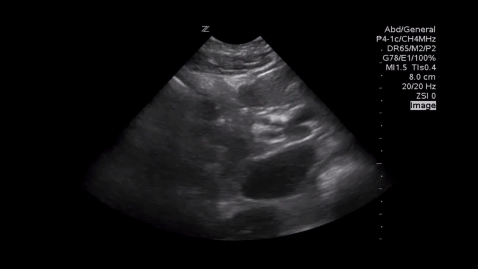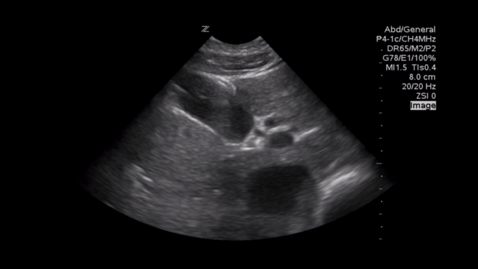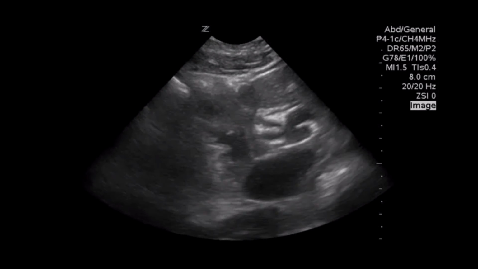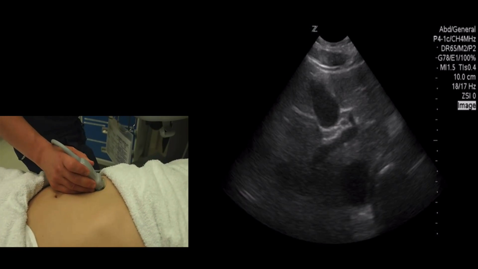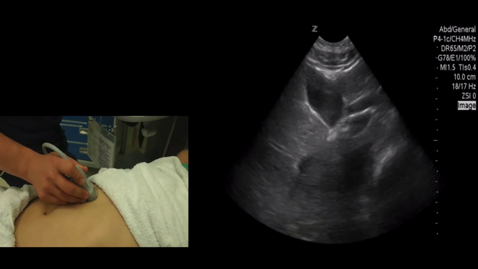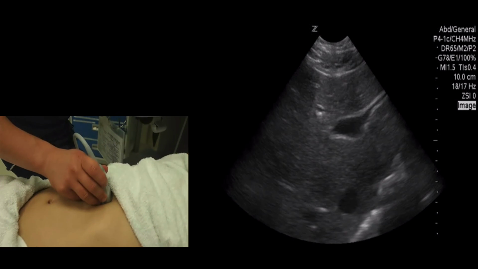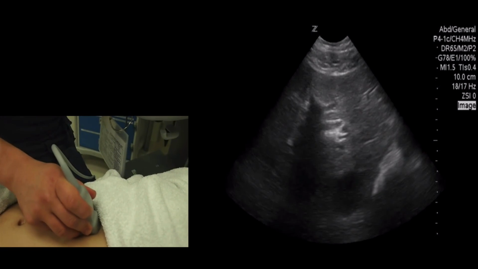If you think you've identified the portal vein, try to trace it back close to the gallbladder and try to get it in a long axis. And then you just look anterior to the portal vein. There's going to be a tubular structure just anterior to the portal vein that's not going to have flow. That's your common bile duct.